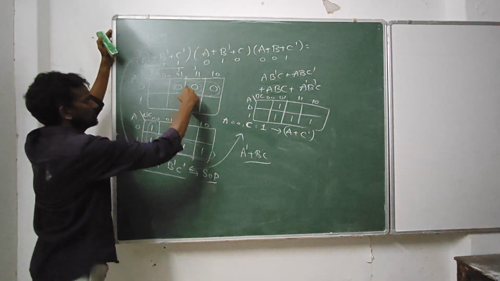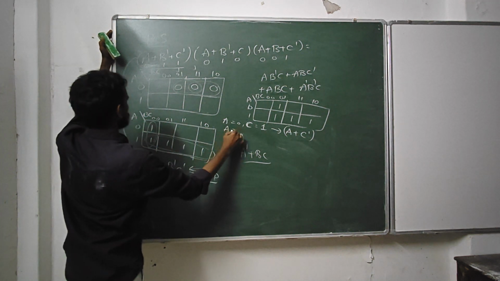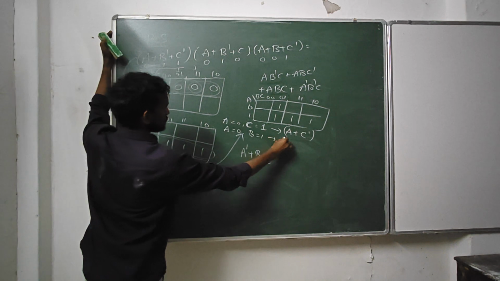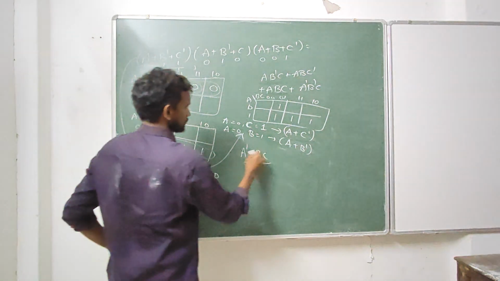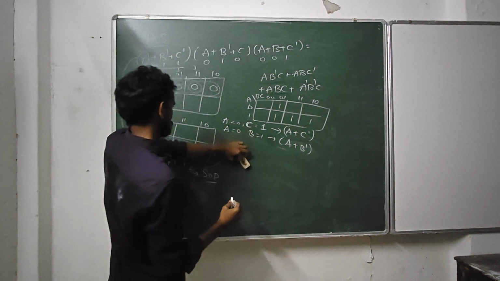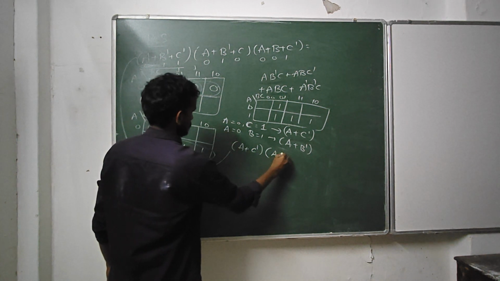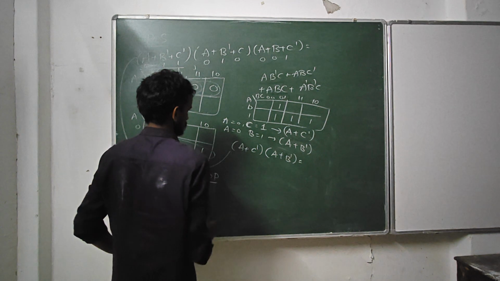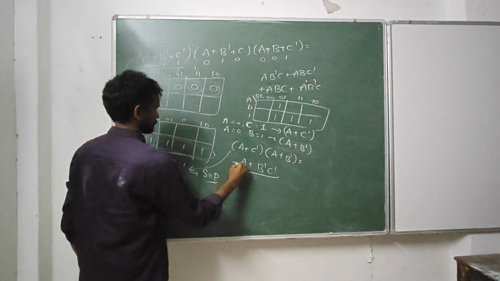Next one, this combination. So here A is equal to 0, B is equal to 1. So it is A plus B bar. So in total it is A plus C bar multiplied by A plus B bar, which, if you use the distributive law, is A plus B bar C bar.